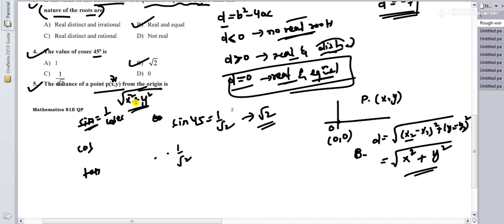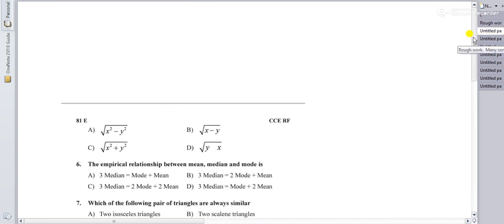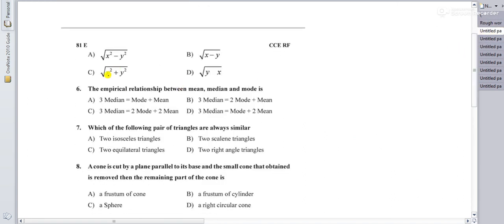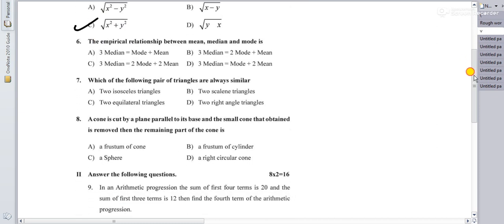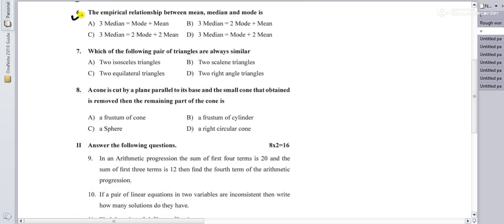This is very important, plus should be there. Got it? So let us check. Have they given the option square root of x square plus y square? Yes, option number C is correct. Got it? Next is question number 6.